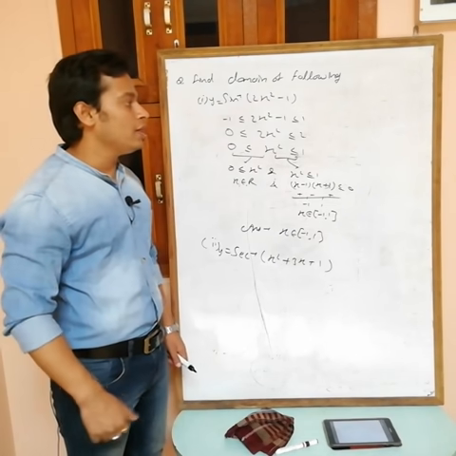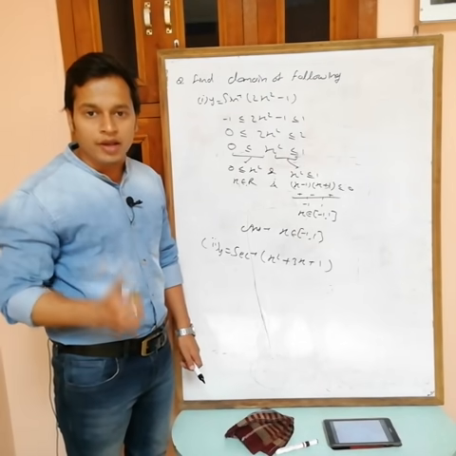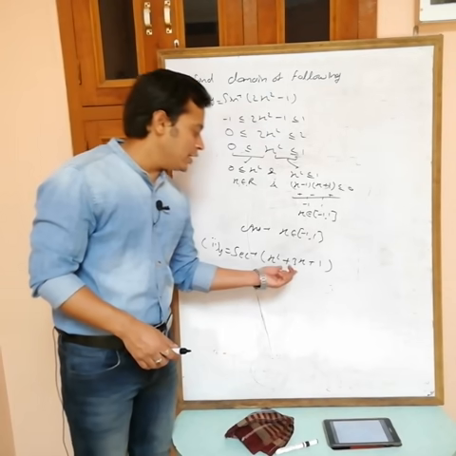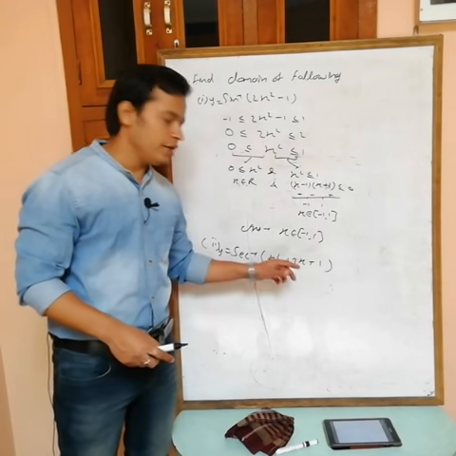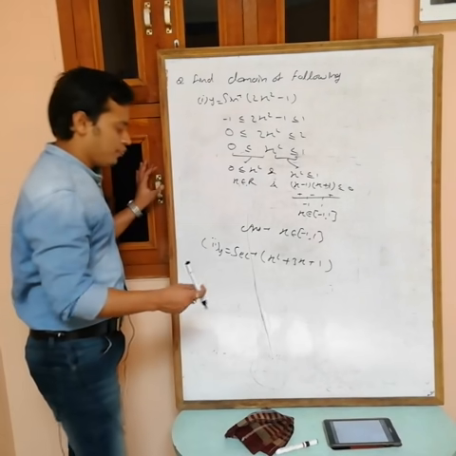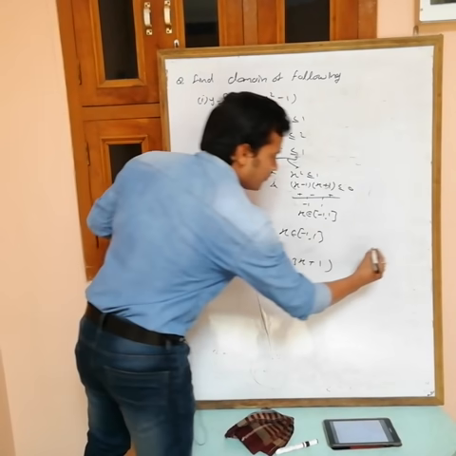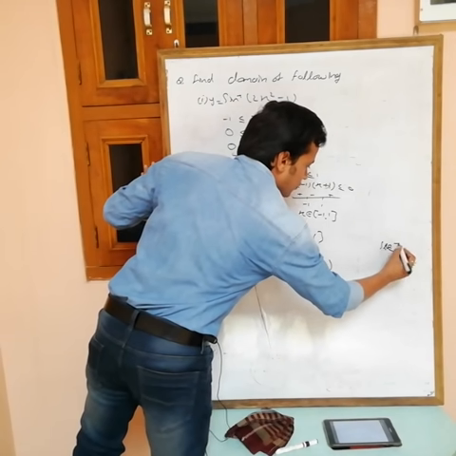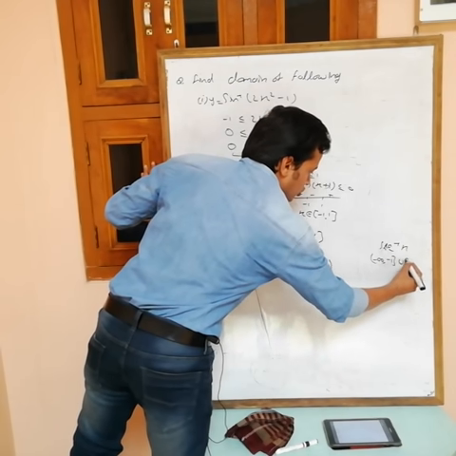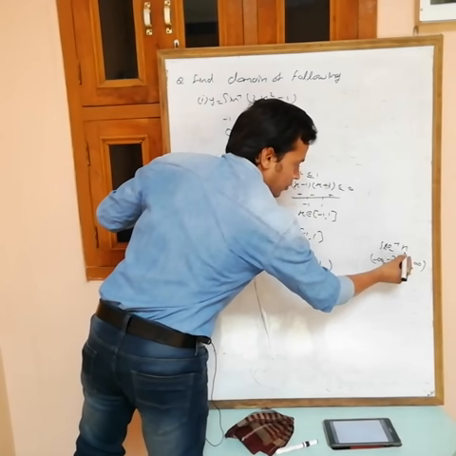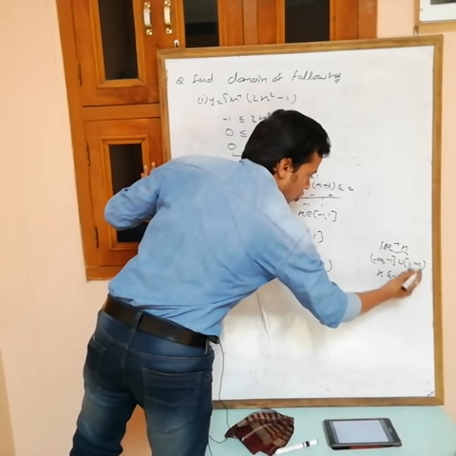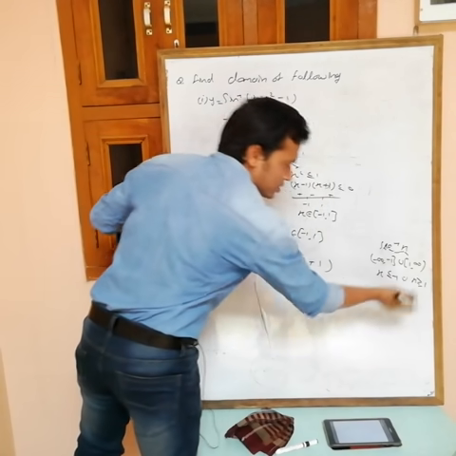We know that the domain of sec inverse x is minus infinity to minus 1, and after that 1 to infinity. It means it can't take any value between minus 1 and plus 1. So the domain, meaning the value of x, is minus infinity to minus 1 union 1 to infinity. It means x is either less than or equal to minus 1 or x is greater than or equal to 1.